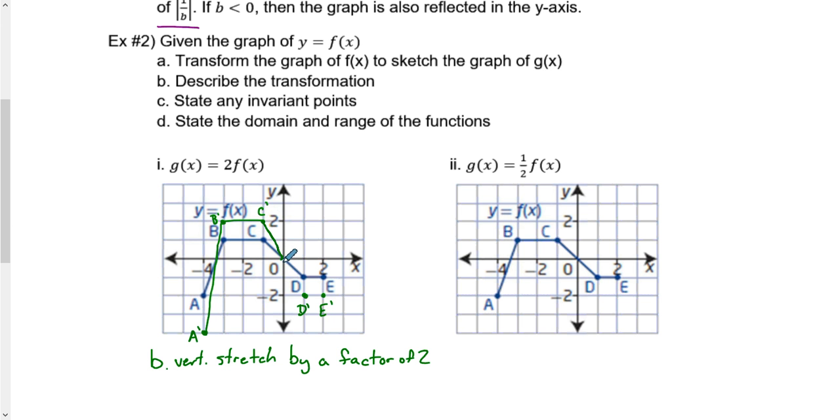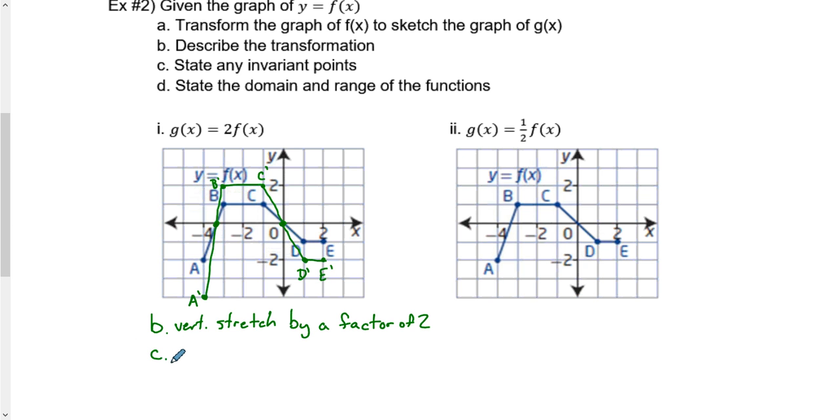Now, notice how I'm being very careful with my sketching, because I want to emphasize, again, that one big point. Since we're stretching vertically, the phrase would be stretching vertically about the x-axis. We can see that anything that's on the x-axis, like this point right here, and this point right here, are not changing. So again, if we talk about invariant, it is anything on the x-axis.